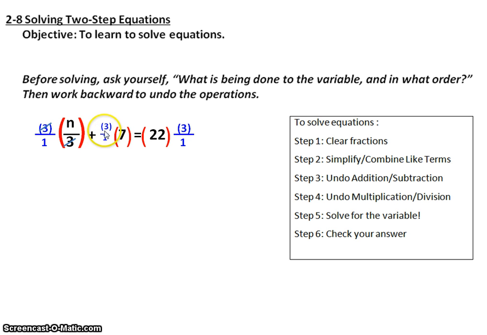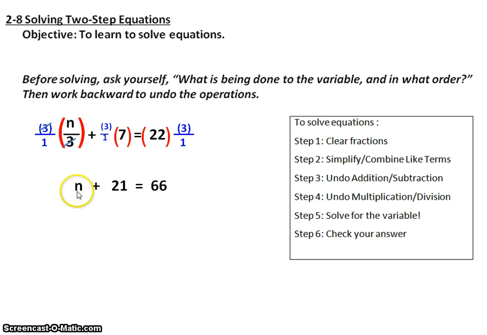The next term is 3 over 1 times 7. Now remember, 7 really is 7 over 1, so I'd simply multiply 3 times 7, which would be 21 over 1. And on the right-hand side, I'd have 22 over 1 multiplied by 3 over 1, which would be 66. So I would have n plus 7 times 3 is 21 equals 22 times 3 is 66. We're getting close to having our variable isolated.